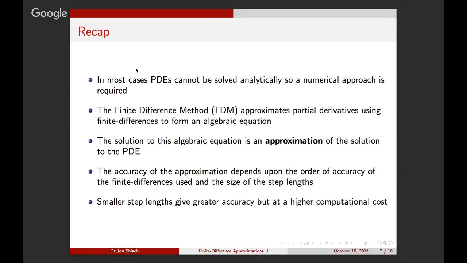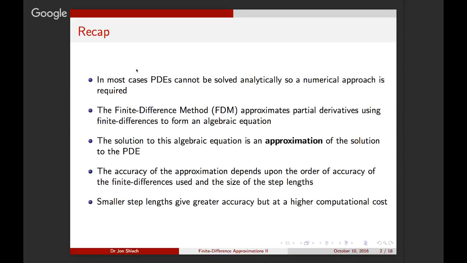Okay, so the accuracy of the approximation depends on what we say is the order of accuracy of our finite difference method. And this is the same for any other. Those of you who do ODEs, you'll be talking about first and second and fourth order Adams methods and Runge-Kutta methods. That's the same thing. Okay, the higher the order of the method, the more accurate it will be.